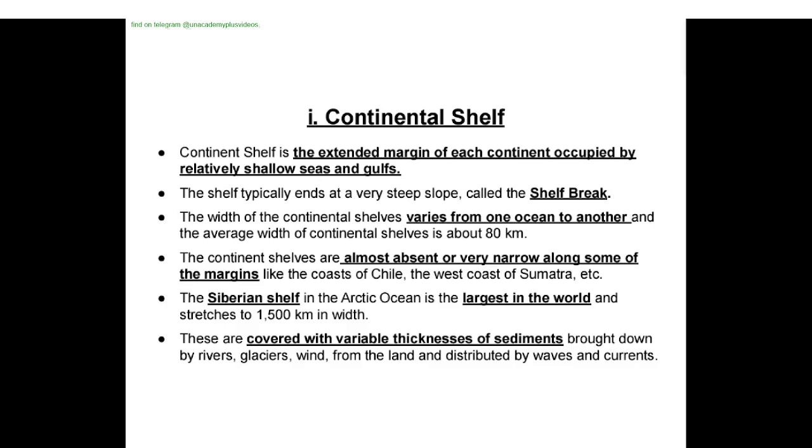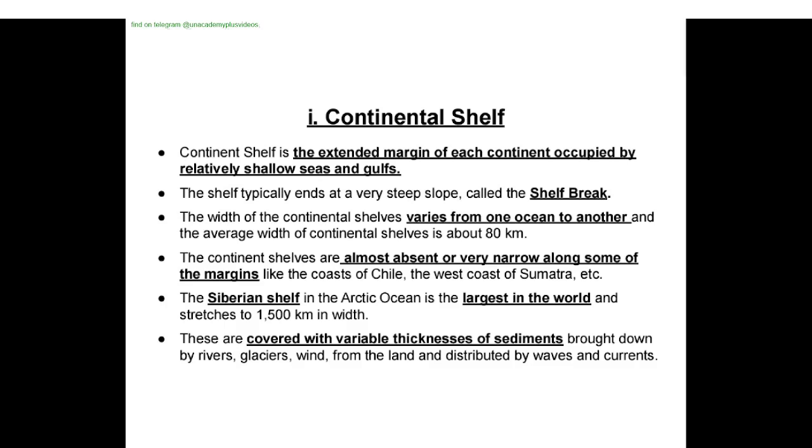The width of the continental shelves varies from one ocean to another, and the average width of the continental shelves is about 80 kilometers. The continental shelves are almost absent or very narrow along some of the margins, like the coast of Chile, the west coast of Sumatra, etc.